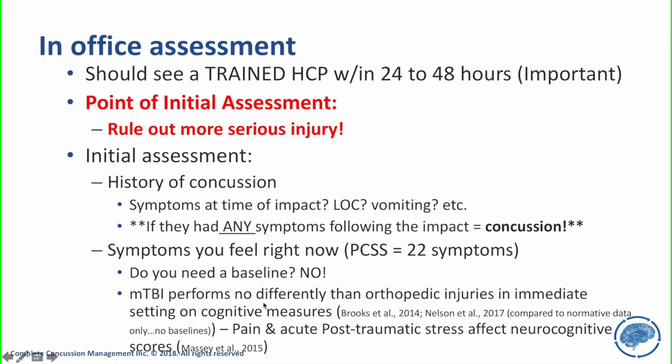Because concussion performs no differently than orthopedic injuries in the immediate setting on cognitive measures, right? So even just any injury in general will affect your cognitive ability. Pain, post-traumatic stress, all affect neurocognitive scores. So just because somebody shows deficits on their neurocognitive testing doesn't necessarily give you any additional information about concussion. It just tells you that they may be in pain.